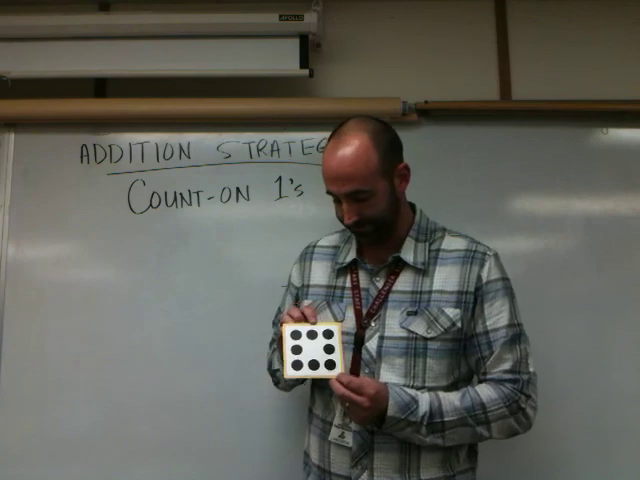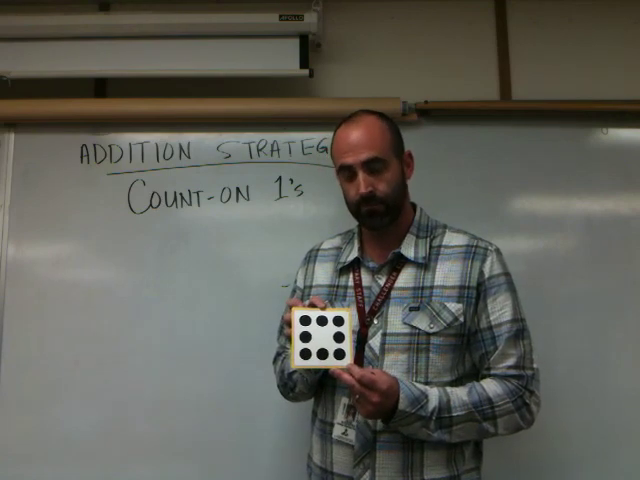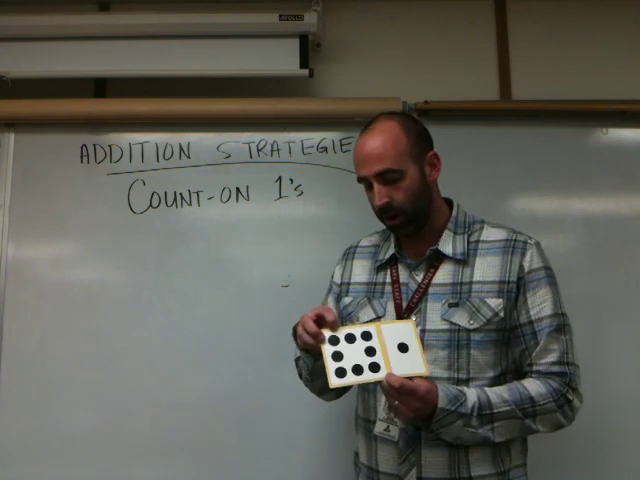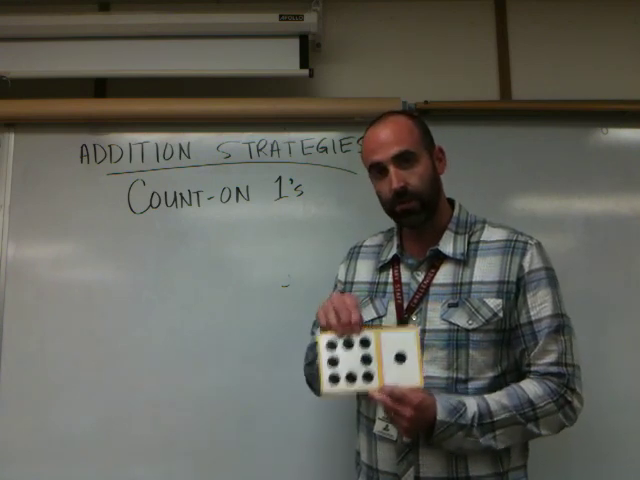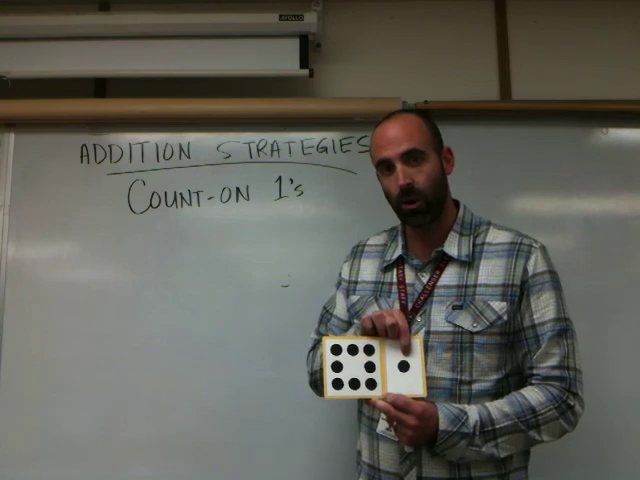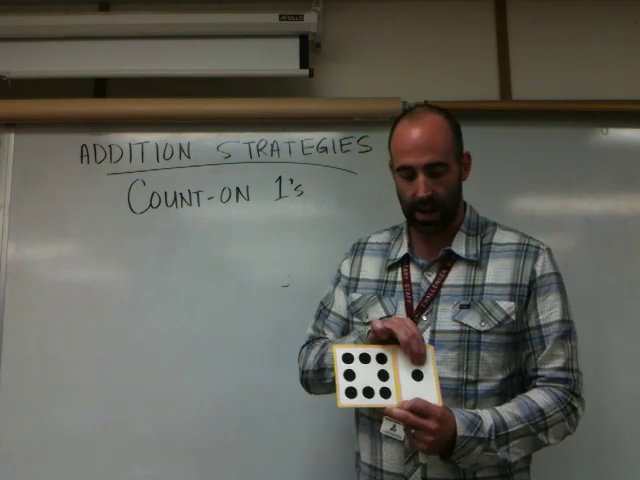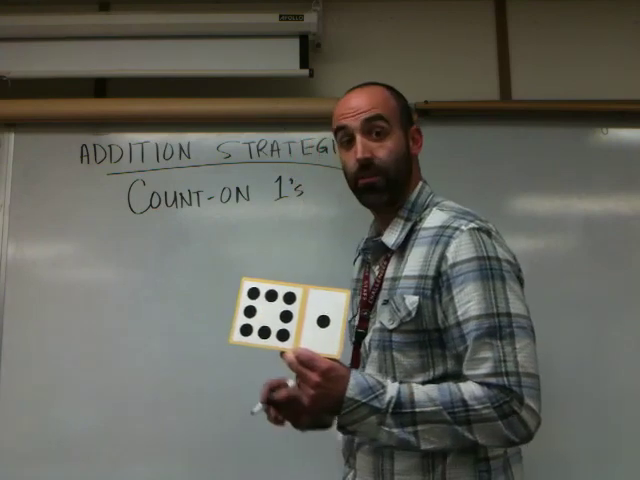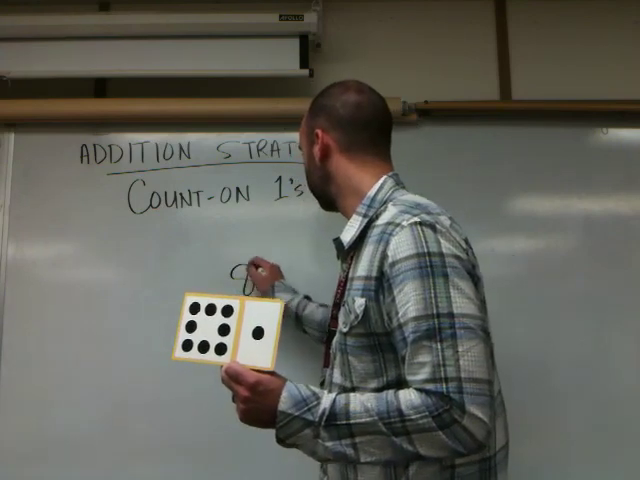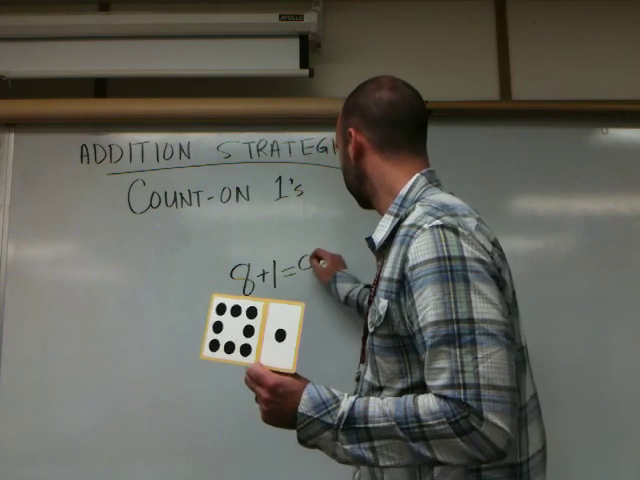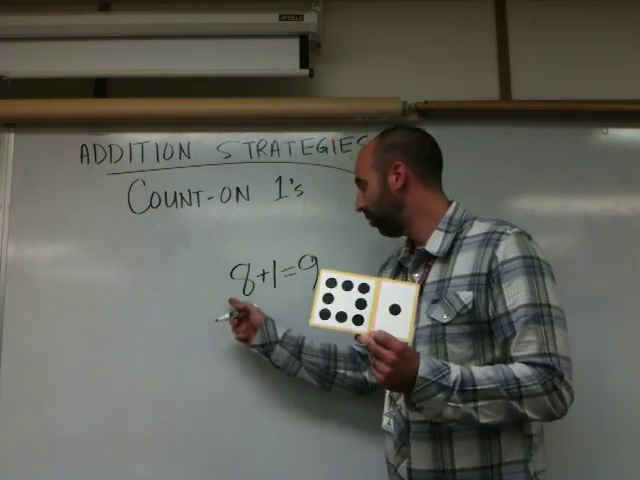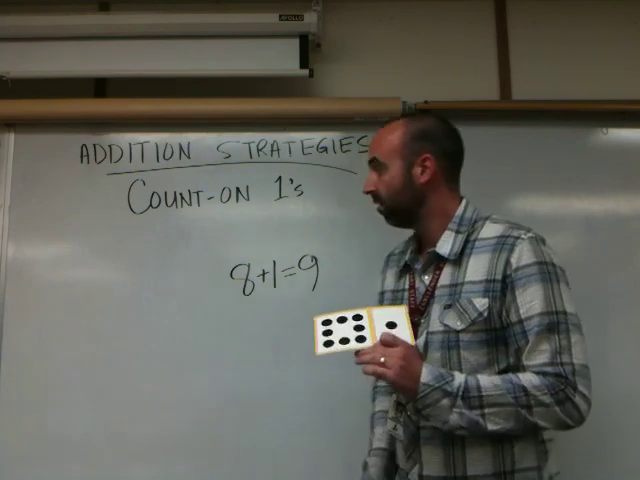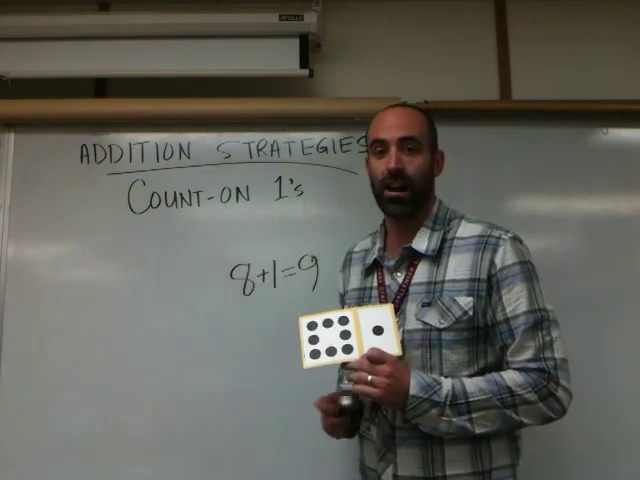What number do you see here? That's right, 8. And one more is 9. So I start with the big number, 8, and count on one more to get 9. 8, 9. Write down the fact that goes with this card. See if you can beat me. If you wrote down 8 plus 1 equals 9, you did it correctly. That is the count on 1's strategy for addition.